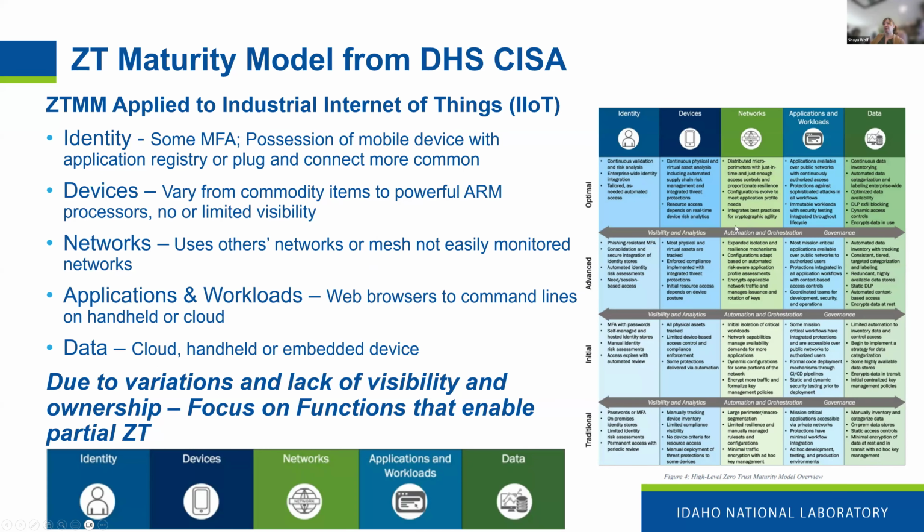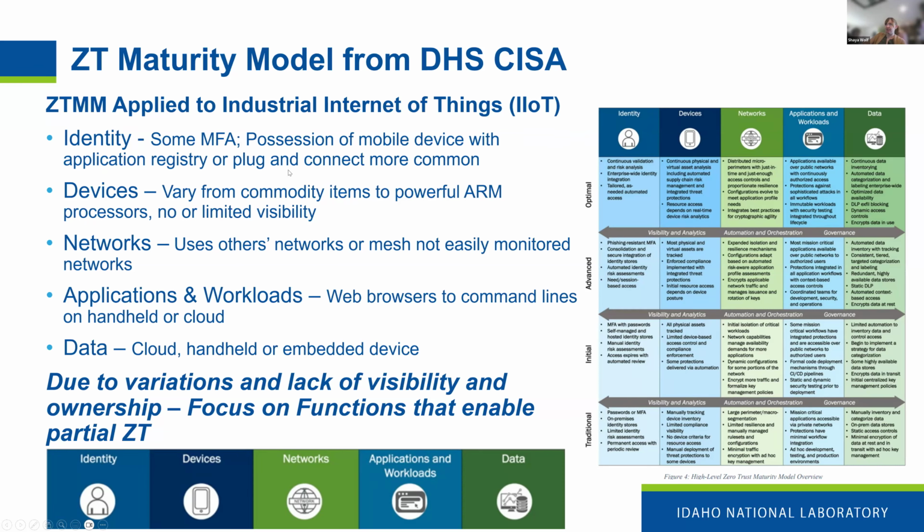This is the other one that CyTE will put out a lot. This is probably what you'd get if you were to Google Zero Trust right now and then click on images, this table. So it's the same thing. They're going traditional up to optimal. And then here you see not just the data, but also the identity, devices, networks, that sort of stuff.